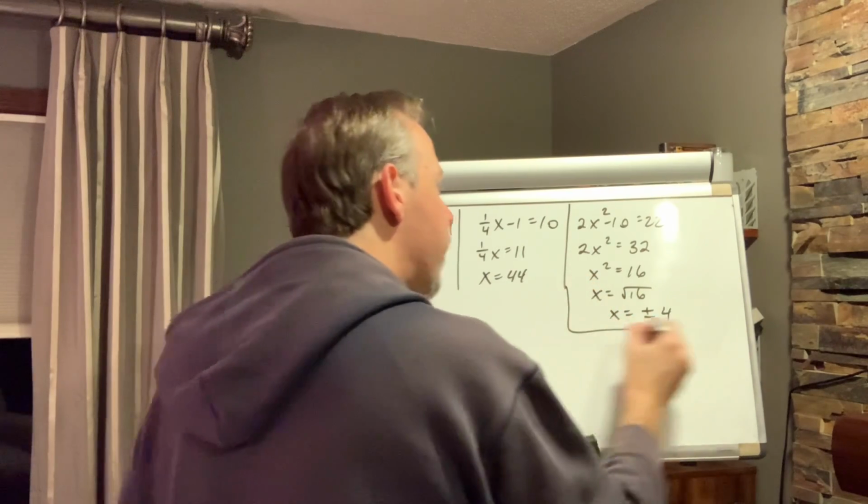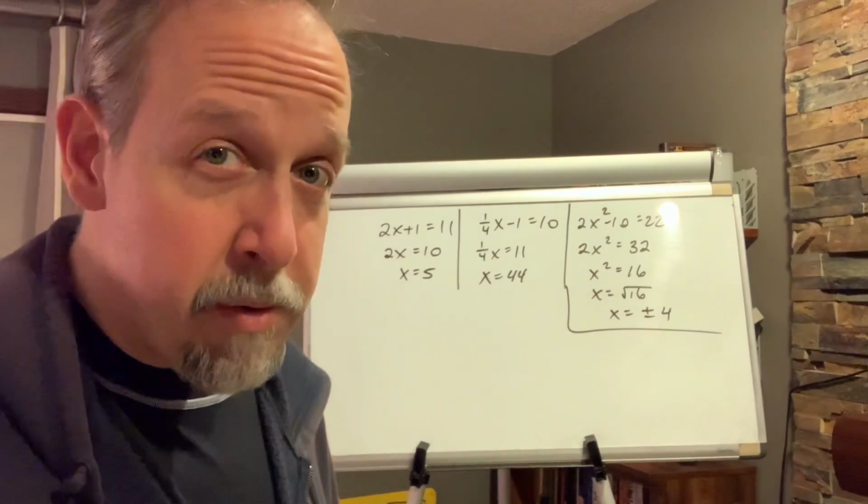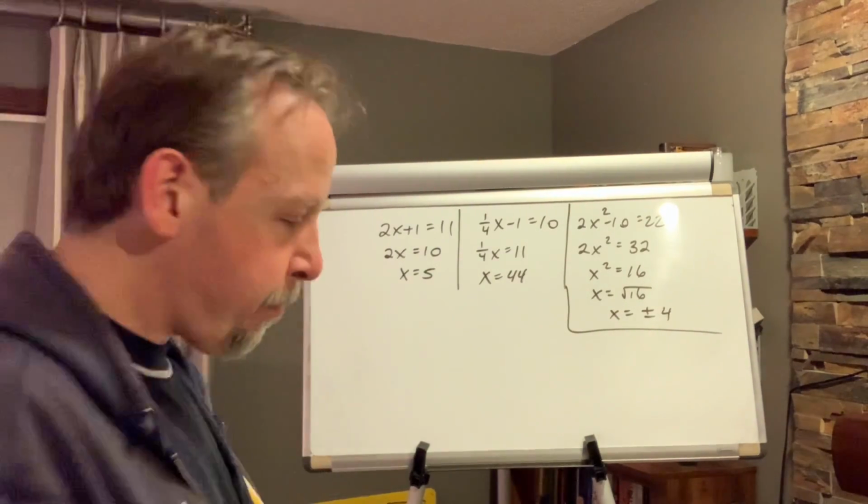Don't forget, the square root of 16 is positive and negative 4. So there's two answers. You need both.